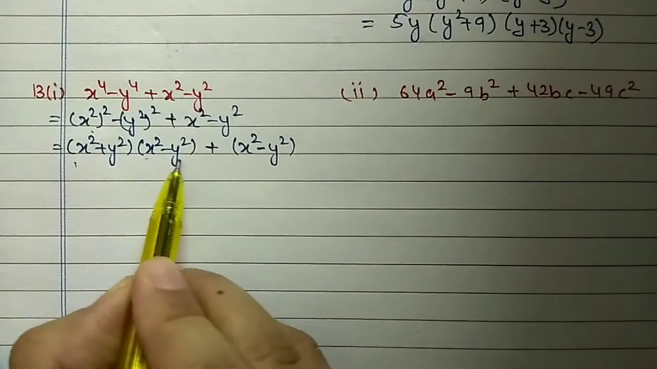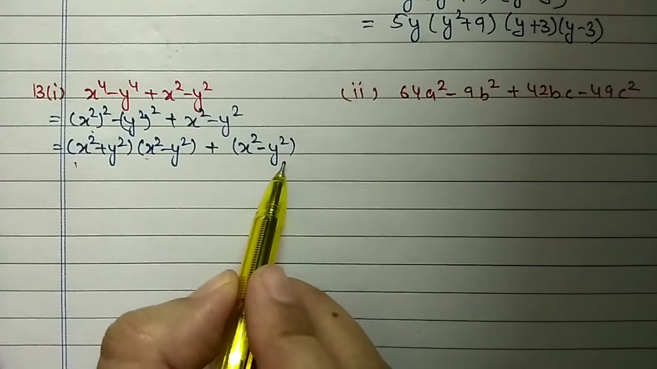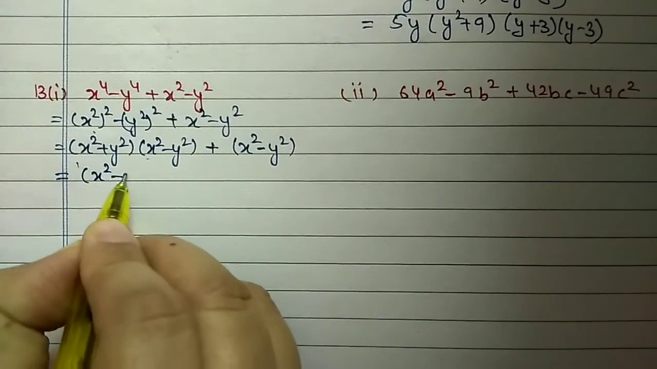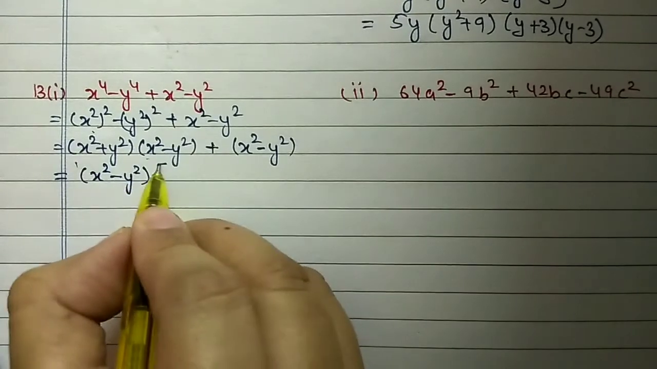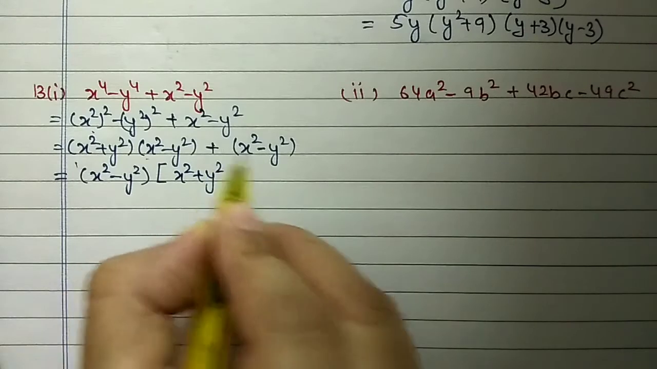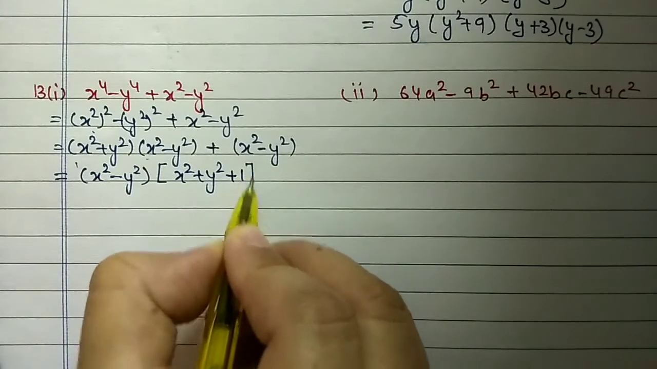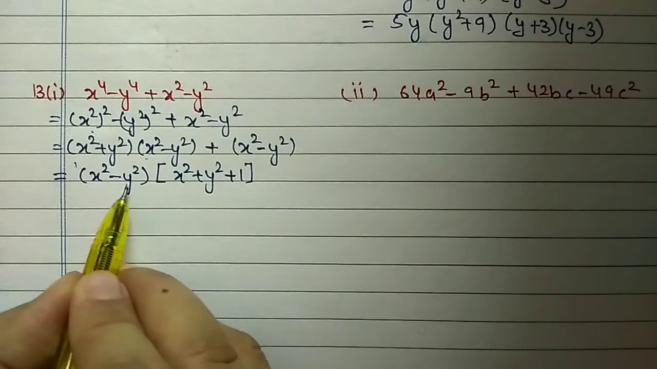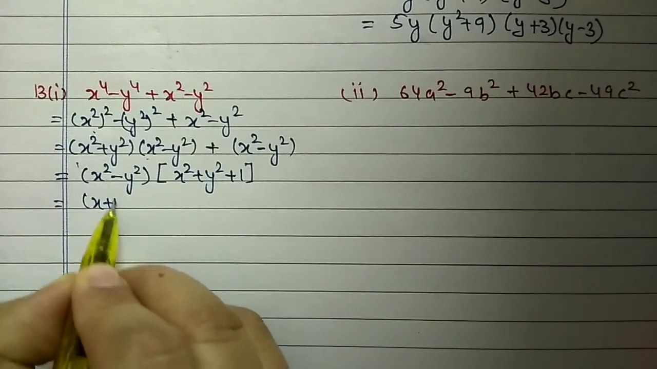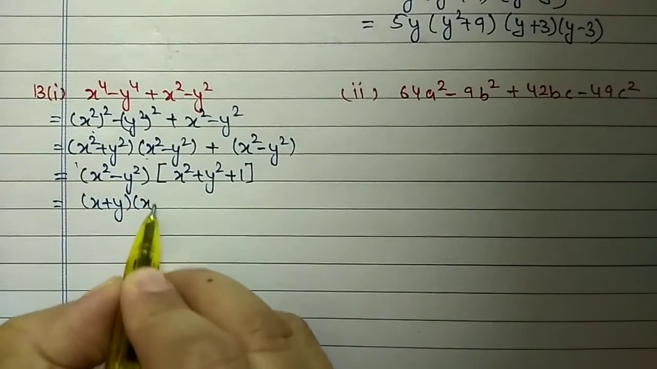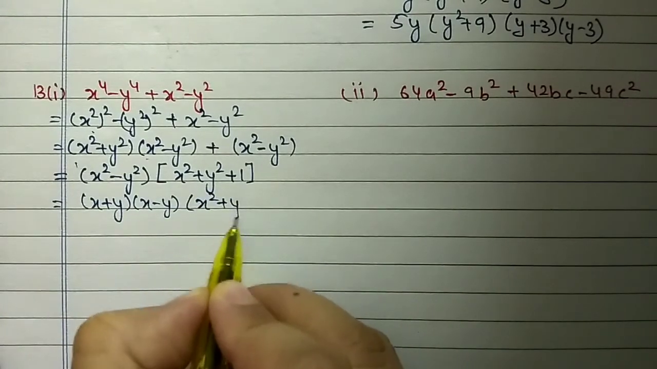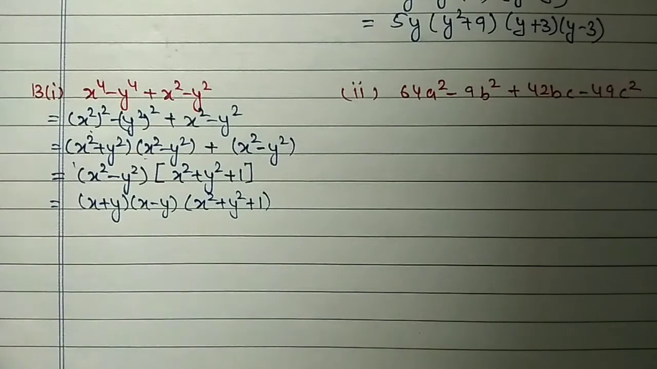So this x square minus y square, x square minus y square, we can take out as common. If you take x square minus y square out common, then from the first you have x square plus y square and from the second term you have plus 1. This first bracket x square minus y square, again we can factorize. We can write it as x plus y, x minus y. And this second bracket we don't have any formula, we have to write it as it is.